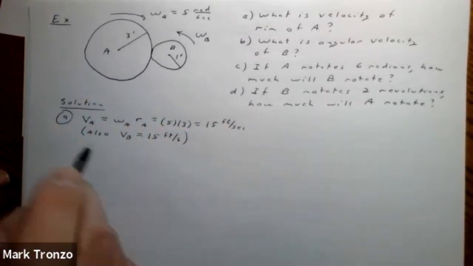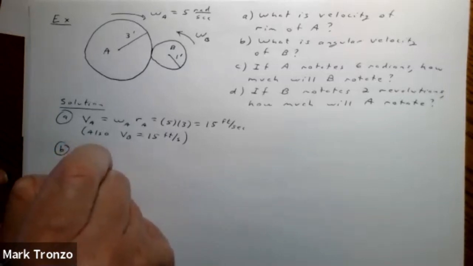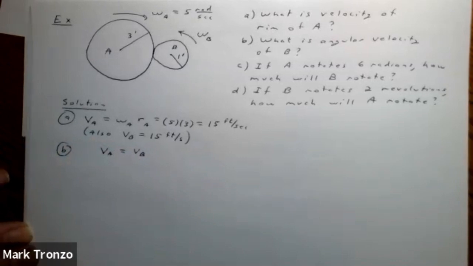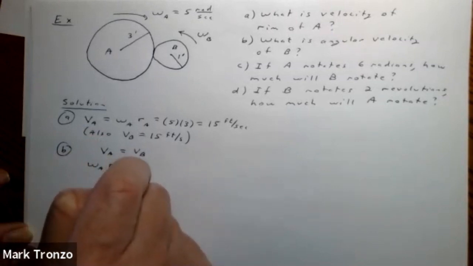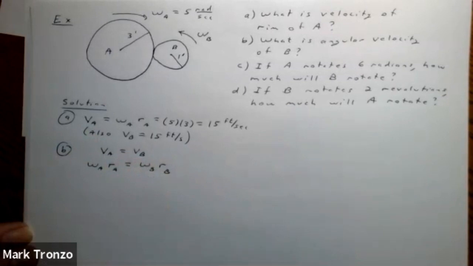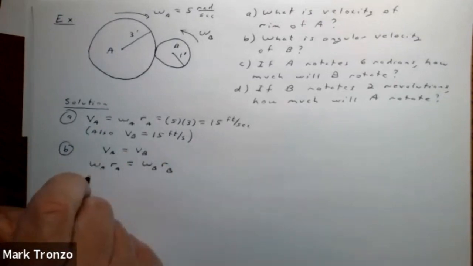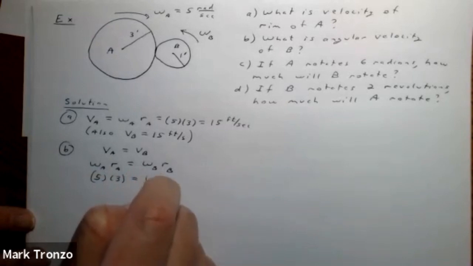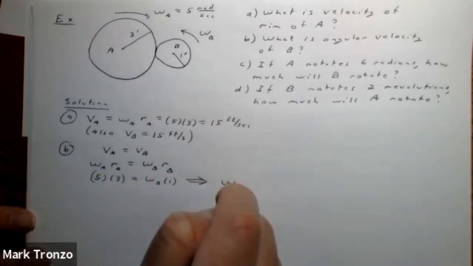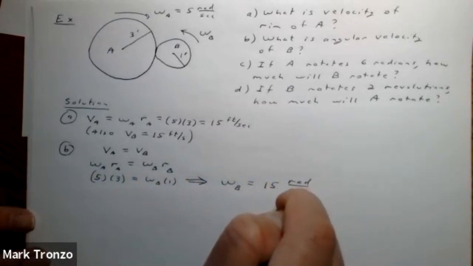And then part B, what is the angular velocity of B? So we know that VA has to be equal to VB. And again, that means that the angular velocity of A times R of A is the angular velocity of B times R of B. And if we just put in the numbers, then we have 5 and 3 equals omega B times 1. And if you work that out, you get omega B is equal to 15 radians per second.